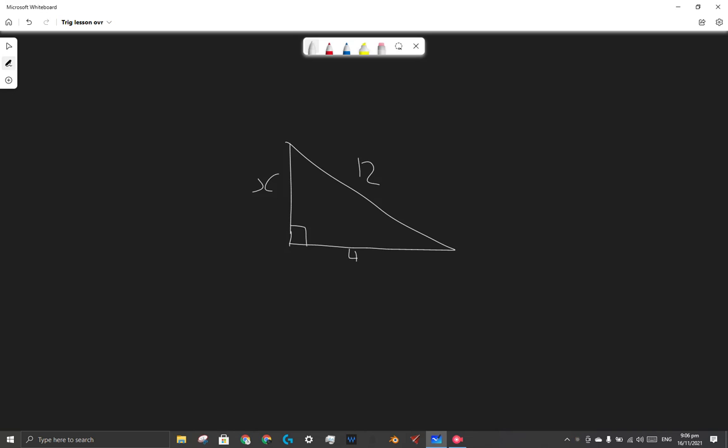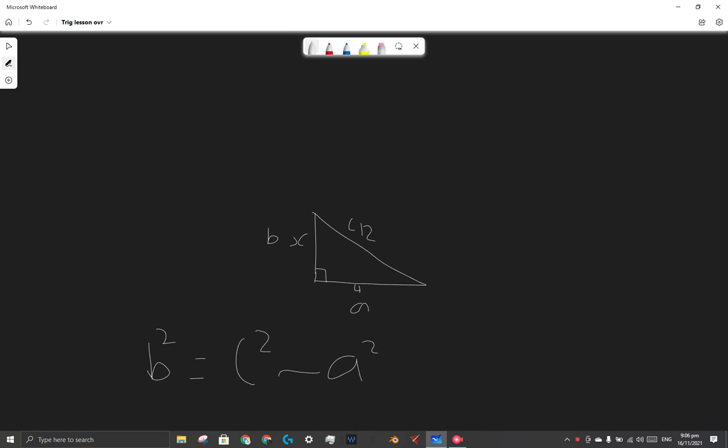So let's label our triangle. We know that this is A, this is B, and this is C. Pythagoras theorem states that c squared equals a squared plus b squared, but in this situation we have b squared to solve for. So b squared equals c squared minus a squared.